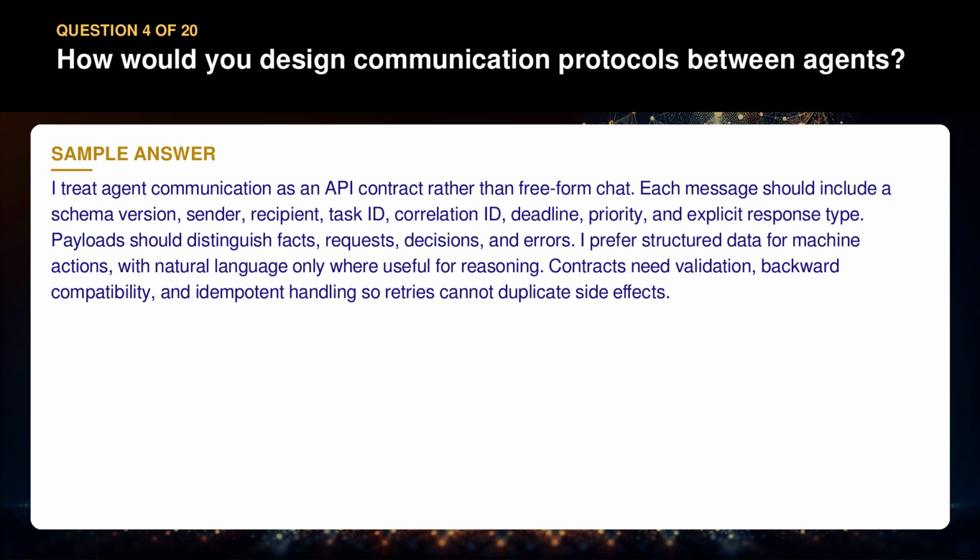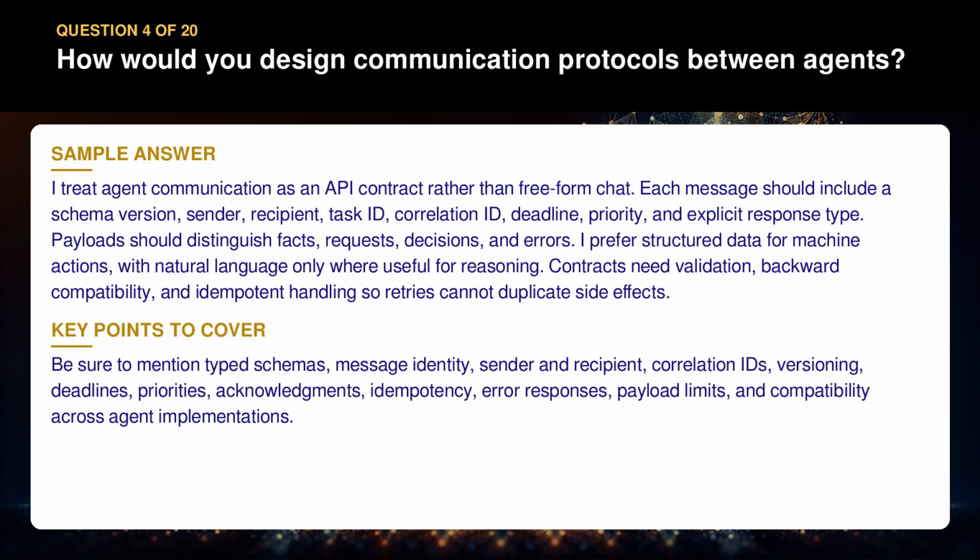I prefer structured data for machine actions, with natural language only where useful for reasoning. Contracts need validation, backward compatibility, and idempotent handling so retries cannot duplicate side effects. Be sure to mention typed schemas, message identity, sender and recipient, correlation IDs, versioning, deadlines, priorities, acknowledgements, idempotency, error responses, payload limits, and compatibility across agent implementations.